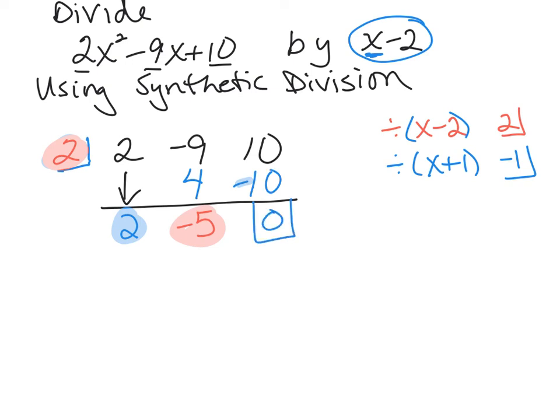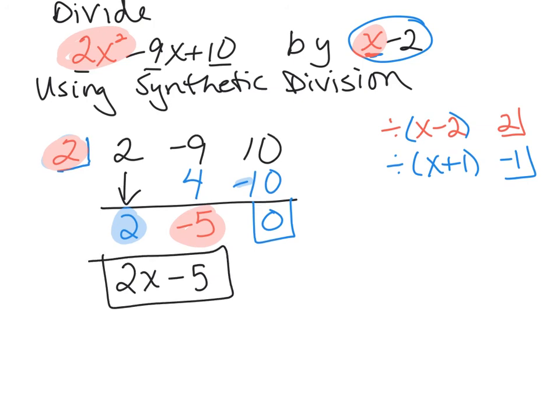Now in this case, we are taking originally a 2x to the second power, that power of 2, and dividing it by an x to the power of 1. So our result is going to be 1 less power. So we took out the coefficients or the variables. We're going to plug those back in to get 2x minus 5 as our final result. That is an alternate way using synthetic division.